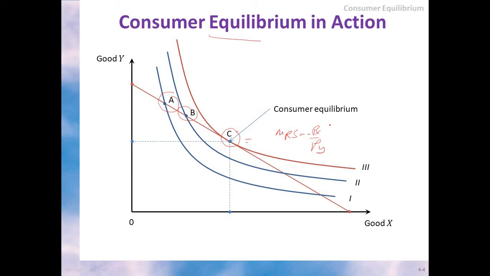Please don't confuse this with market equilibrium. In market equilibrium, the y-axis is price and the x-axis is quantity. But for consumer equilibrium, both axes are quantity: this is the quantity of good Y and this is the quantity of good X. This is where students sometimes confuse market equilibrium and consumer equilibrium.